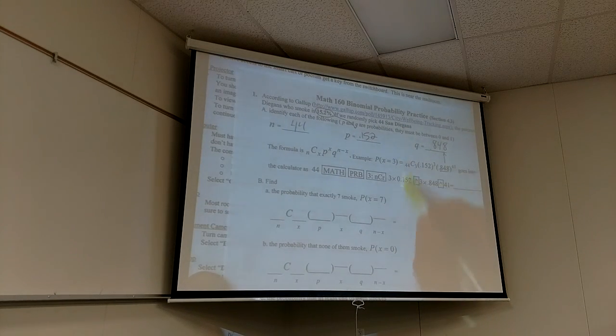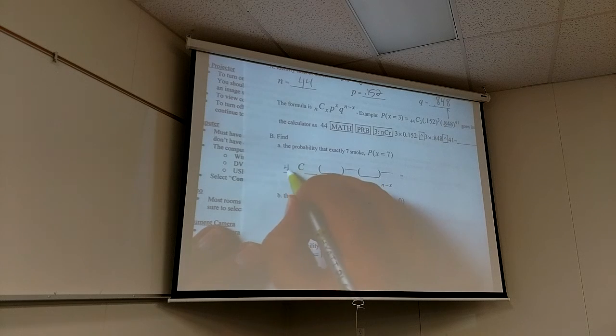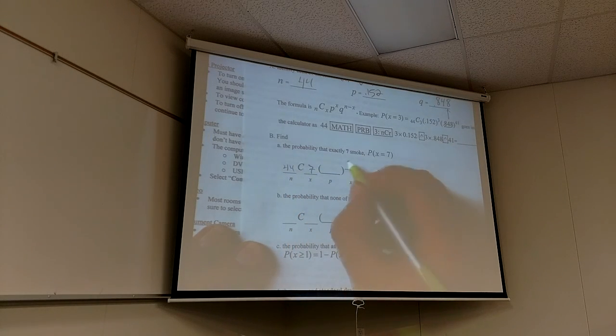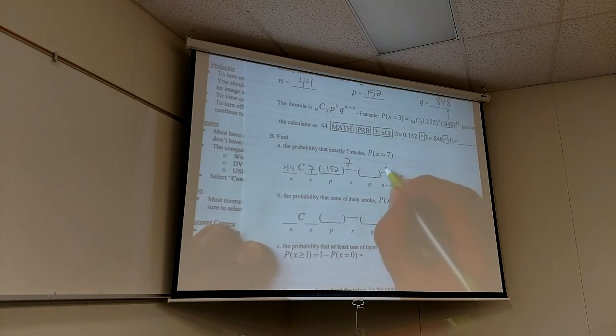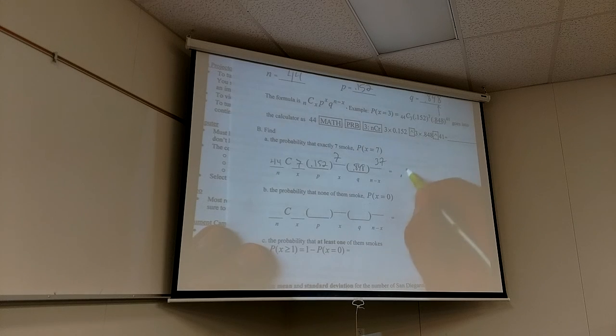This is just a little example, just to make sure you can do this in your calculator correctly. Right? So here, 44 people, choose 7 of them to do something. So I want 7 successes, which means I have how many failures? 37 failures. And what do you get for that?